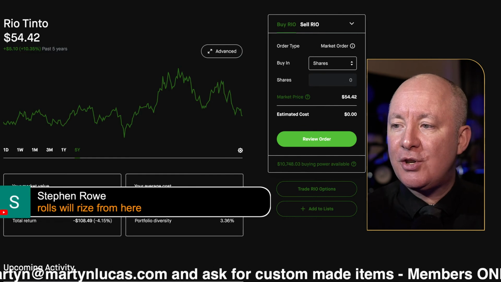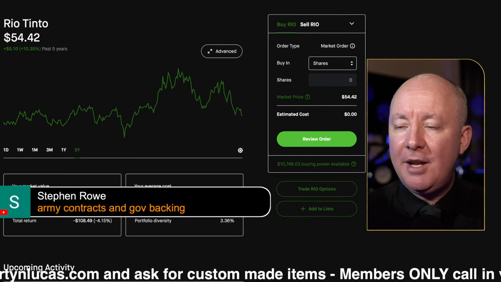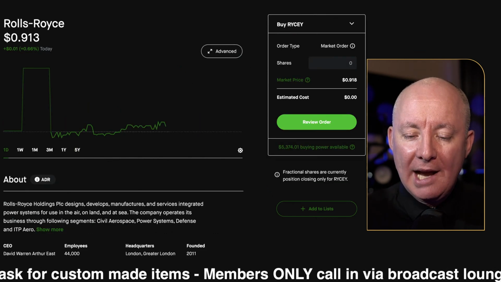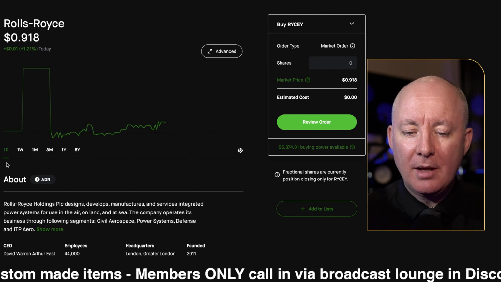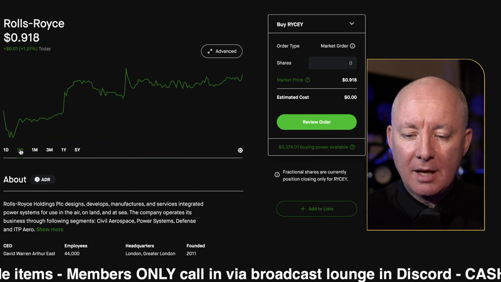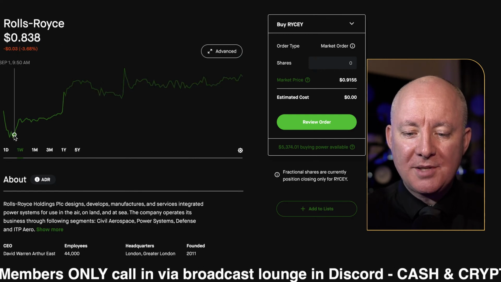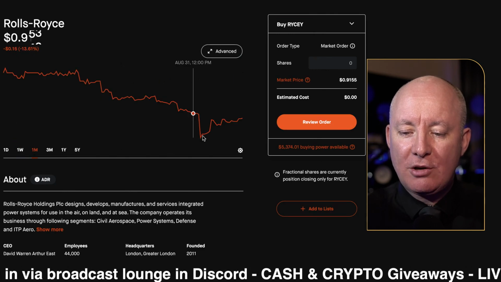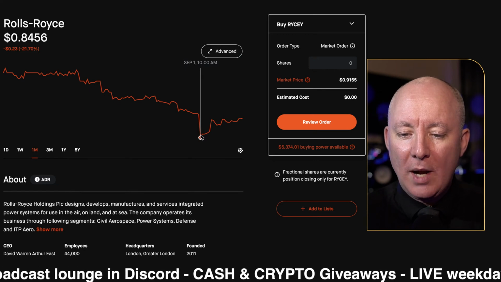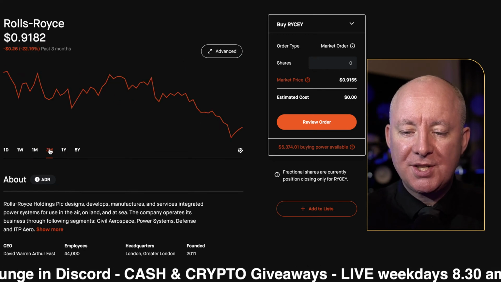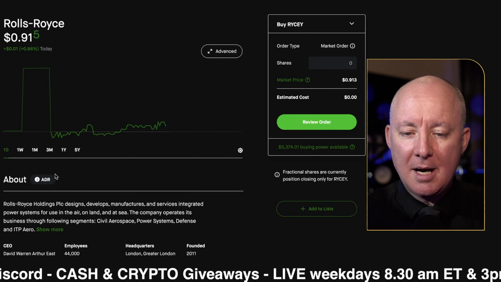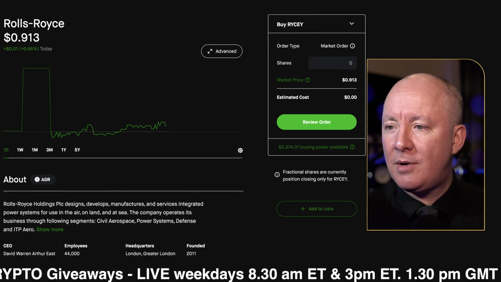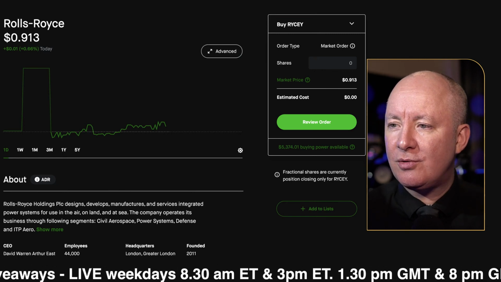Rolls will rise from here. It should do. Army contracts and government backing. I am totally in agreement with that. It's why I held Rolls-Royce for the longest time, but I don't get all this. And just a week ago, it was 83. And it could suddenly do that again. See, look, it dropped really quickly. The way this stock is behaving is of a concern to me. That's all I'm saying. I'd love to own it, but I don't know. Okay, thanks. Thought I'd missed something on Rolls-Royce.